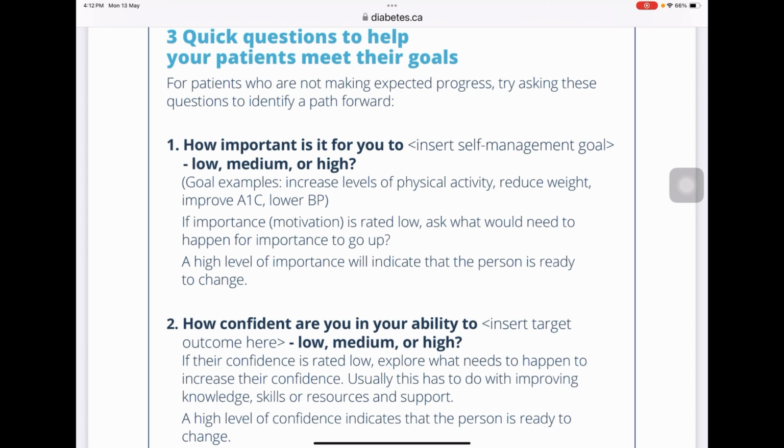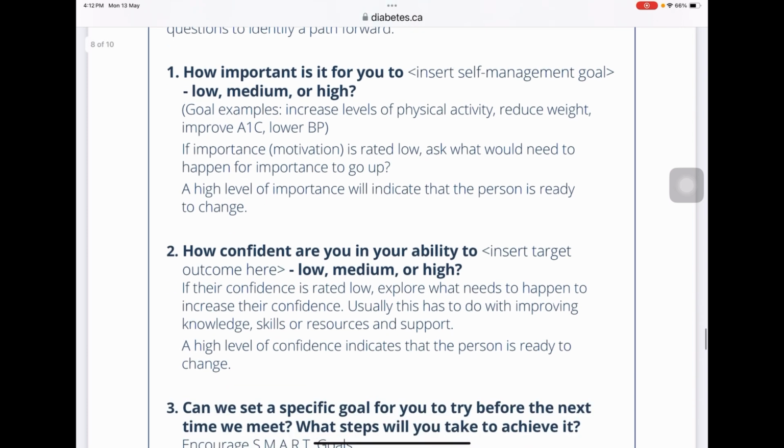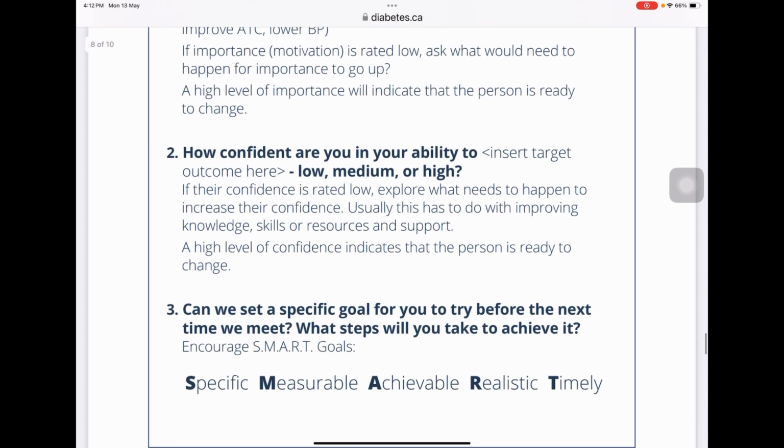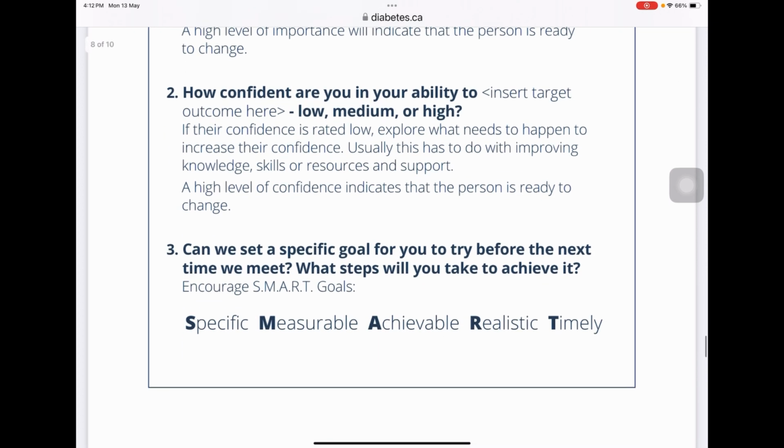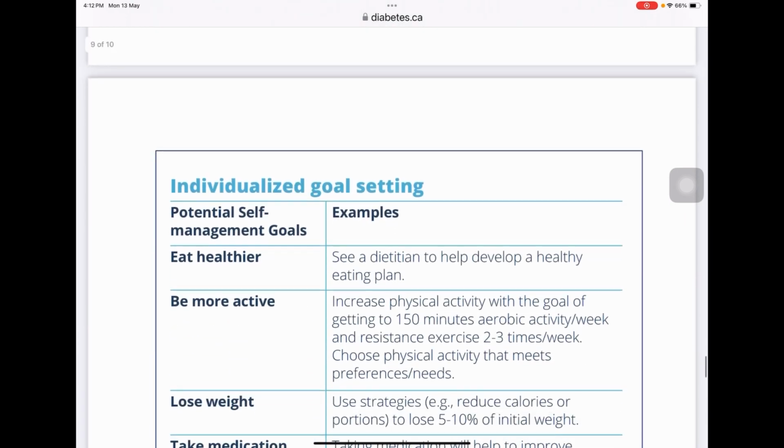So you ask the patient how important it is for them, and how confident they are in their ability. If they are low, then explore what needs to happen to increase their confidence. Usually this has to do with improving knowledge, skills, or resources and support. A high level of confidence indicates the person is ready for a change. Can we start a specific goal for you to try before the next time we meet? What steps will you take to achieve it? Encourage SMART goals: specific, measurable, achievable, realistic, and timely, right?